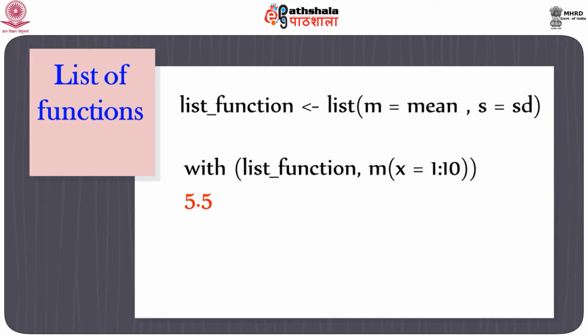Firstly, let us consider the with function. Suppose we want to access the mean function from the list underscore function. Then what are the arguments that we need to put inside the with function? We need to put the name of the list, then the function we want to have access to, and then the numbers or the data to which the function will be applied. This whole thing will be within the with function. So, we are trying to find the mean of the first 10 integers starting from 1 through this function. And here is the output.